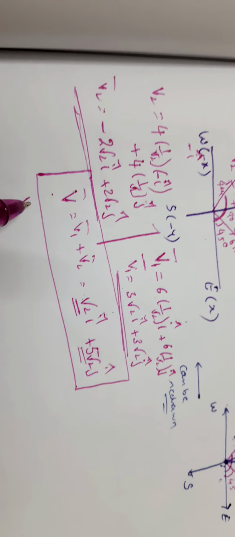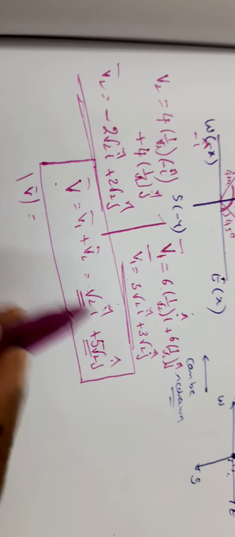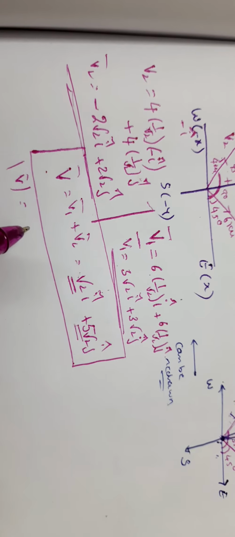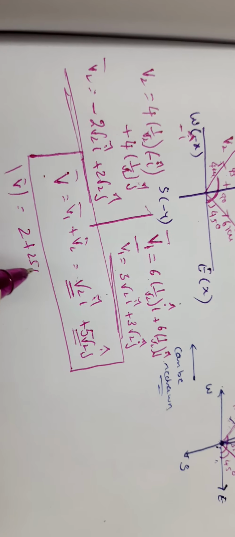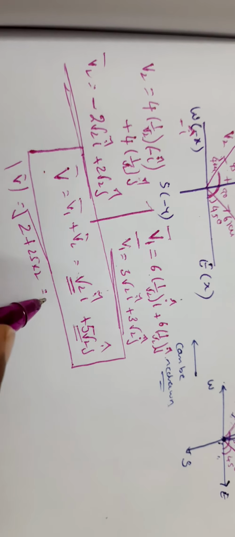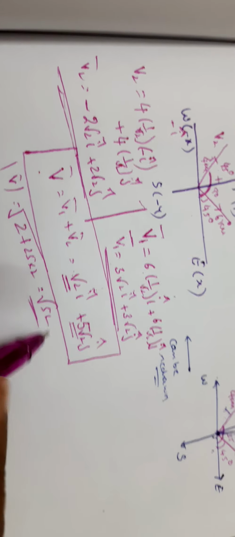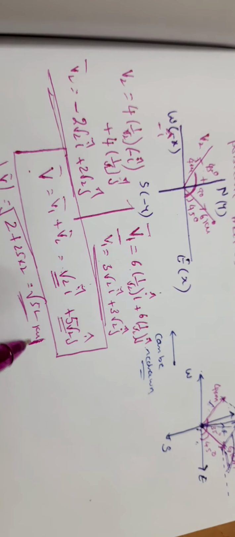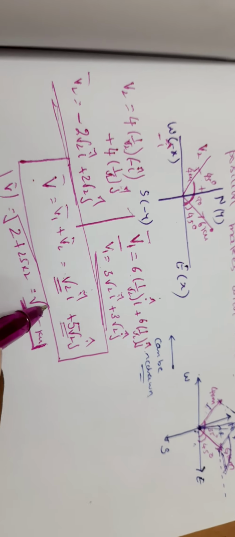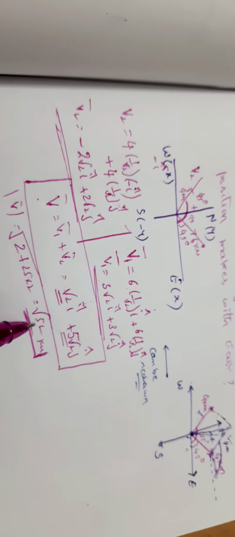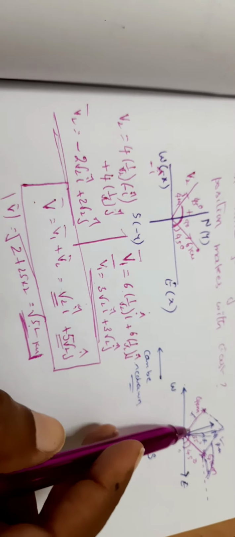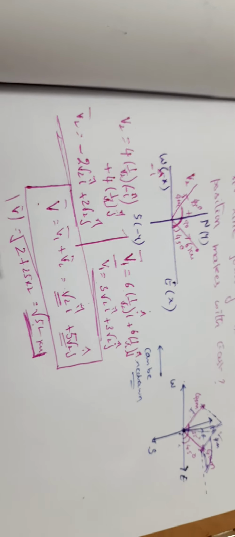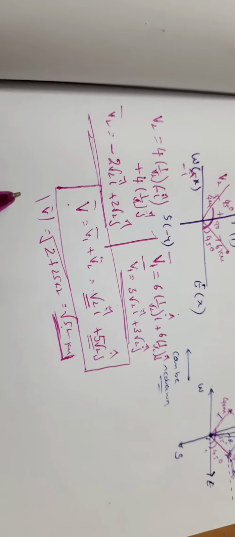Now the modulus of that, everybody can do that, not an issue. Root 2 squared is 2, plus 5 root 2 squared, so 2 plus 25 into 2, under root. So that is root 52. So root 52 kilometers is the distance from the initial point to the final point. Clear?